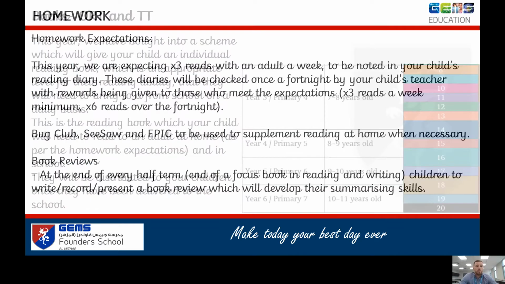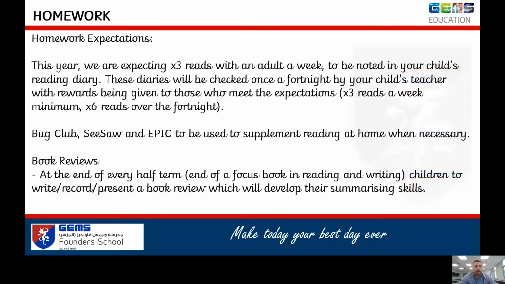Okay, so this year for our homework, we are expecting 3 reads at home with an adult per week. And this is to be noted in your child's reading diary, which I will come on to shortly and explain about. These diaries are going to be checked once a fortnight by your child's teacher, with rewards being given to those who meet the expectations of 3 reads a week and at least 6 reads over the fortnight, and that is a minimum. Obviously, if your child does more than that, that is fantastic, and we really do promote as much reading as possible, but the minimum expectation is 3 reads a week and 6 reads over the fortnight.